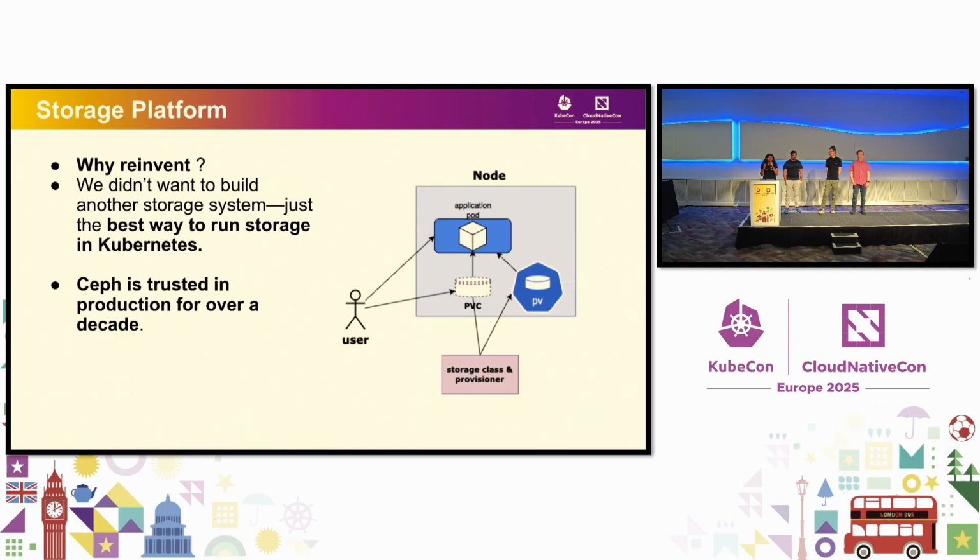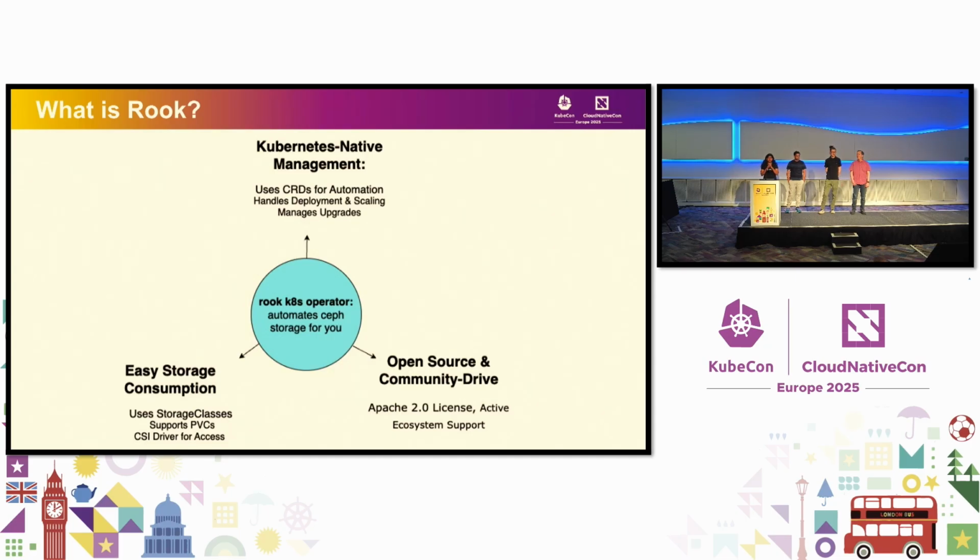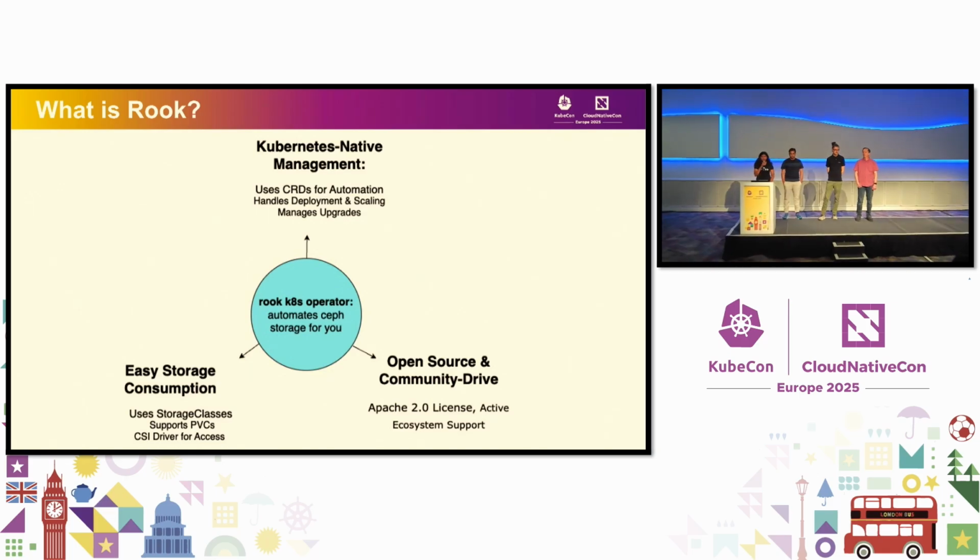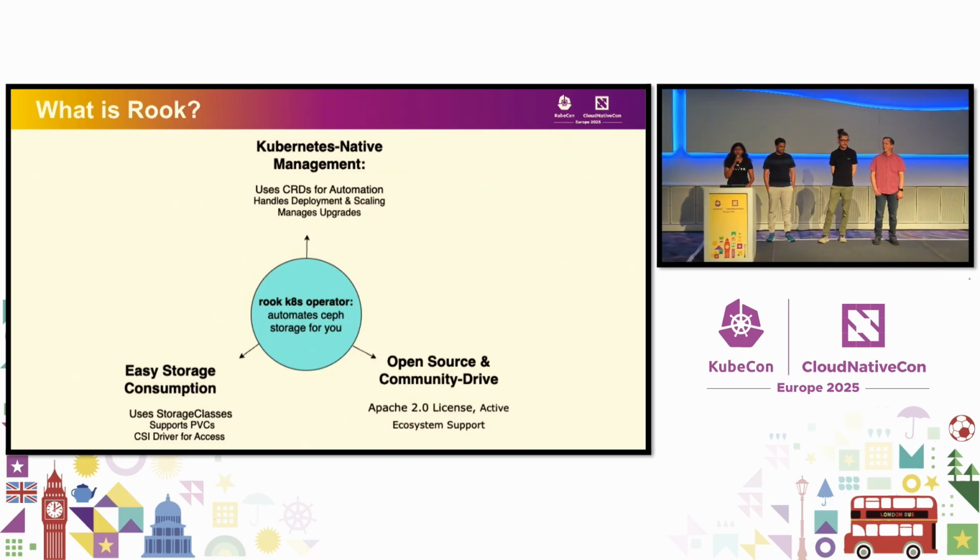The consideration we had was that we didn't want to reinvent the wheel. We just wanted to have the best way to run storage in Kubernetes. And for that, we chose Ceph, which has been running in production for almost a decade now. Rook essentially is just a Kubernetes operator that automates Ceph storage for you. It's completely cloud native management, so you can use CRDs for handling deployment, scaling, and management of storage. It's easy to consume. You can use PVs, storage classes, and also have a CSI driver for access. And it's completely open source.